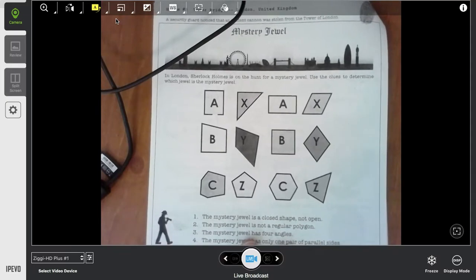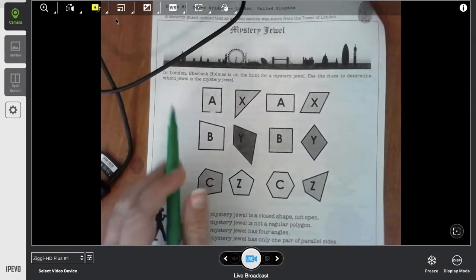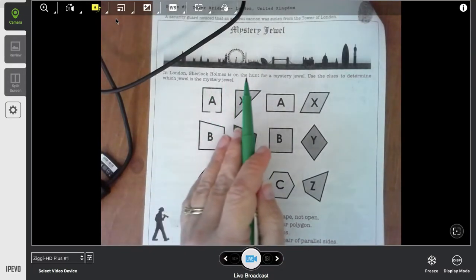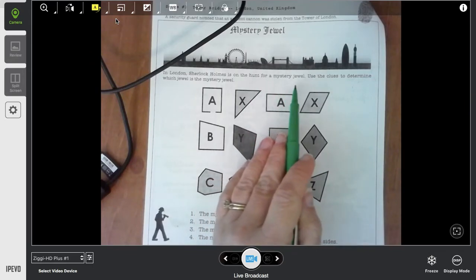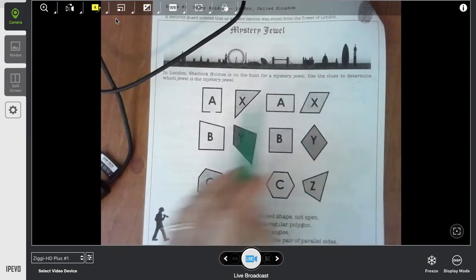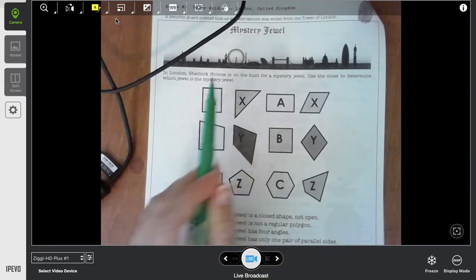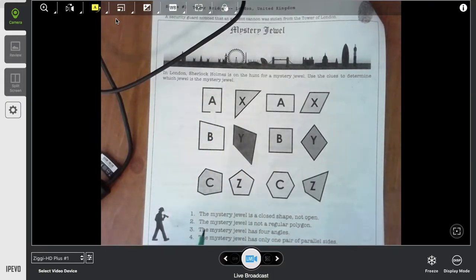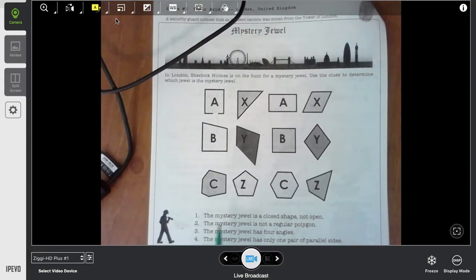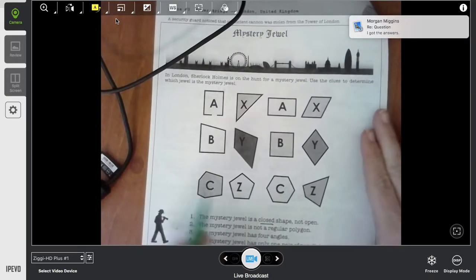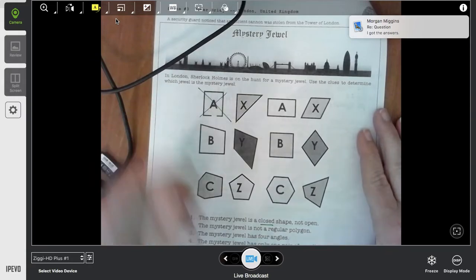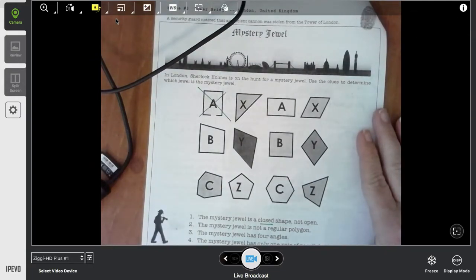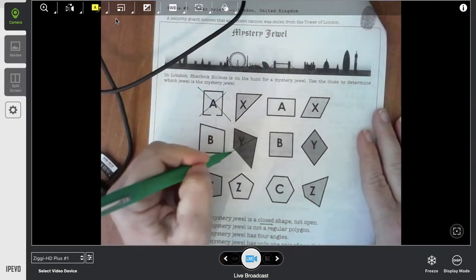Okay, mystery jewel. So this one, in London, Sherlock Holmes is on the hunt for the mystery jewel. Use the clues to determine which jewel is the mystery jewel. Okay, here's our clues. 1. The mystery jewel is a closed shape, not open. So I can cross out any ones that are open. Looks like Y is open also.